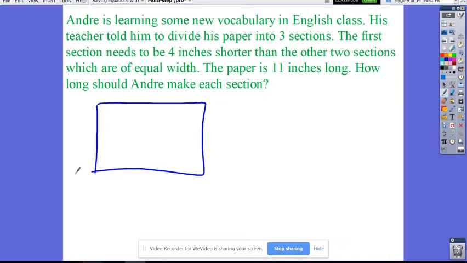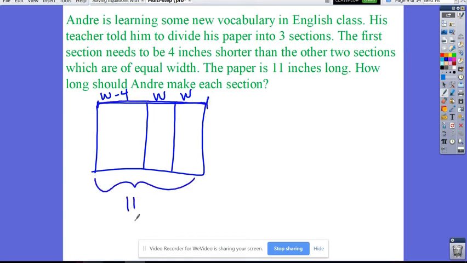All right, let's read it again. Andre is learning some new vocabulary. His teacher told him to divide his paper into 3 sections. The first section is 4 shorter than the other 2 sections. So this section and this section, the same width. This one is 4 shorter than that. So I didn't draw it to scale, but that one and that one are the same width, and that one is 4 shorter than those, 4 inches shorter than those 2. Together, its whole length is equal to 11.